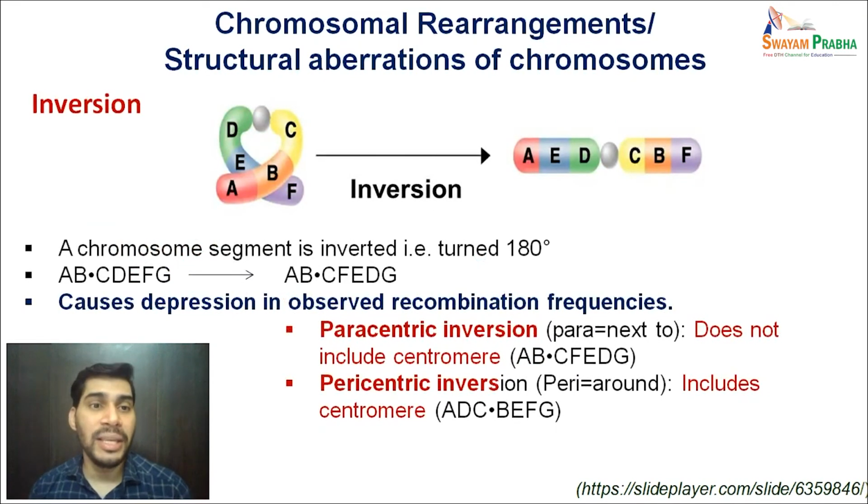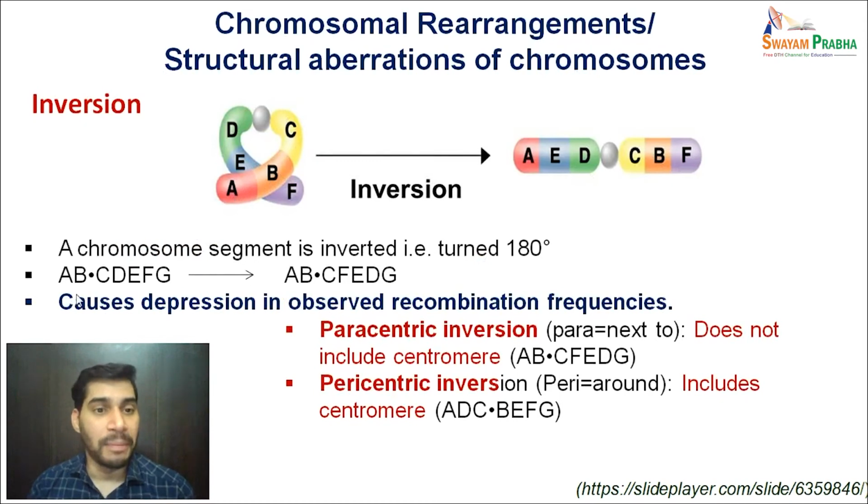Then there can be inversion. Inversion is the next category of structural aberration in the chromosome, where there is an inversion or turn around of 180 degrees of the chromosome. So this is the chromosome which has taken a turn of around 180 degrees, because of which the ABCDEF segment has now changed to AEDCBF.